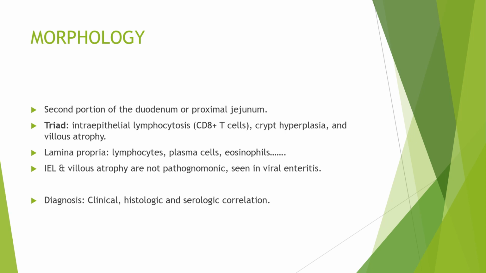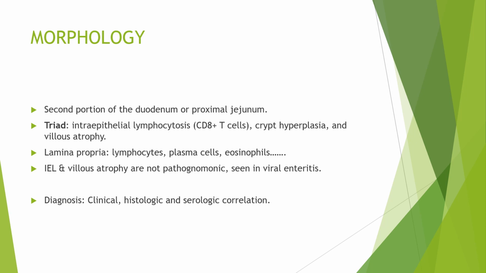The lamina propria shows infiltration by inflammatory cells: lymphocytes, plasma cells, and eosinophils. The lymphocytes in the lamina propria are mainly T helper cells. So I may not see the whole triad, but this is the classical scenario. The intraepithelial lymphocytes and the villus atrophy are not pathognomonic for celiac disease, so they can be seen in other conditions. For example, viral enteritis can cause intraepithelial lymphocytosis with villus atrophy.